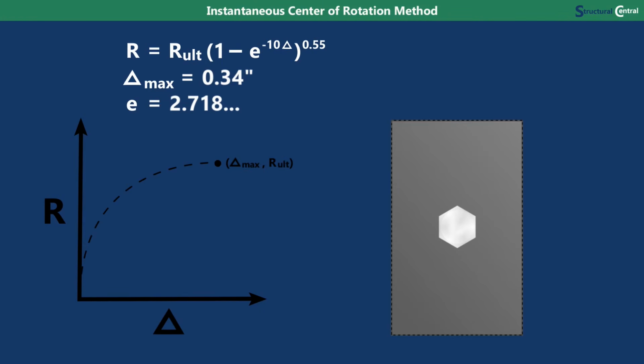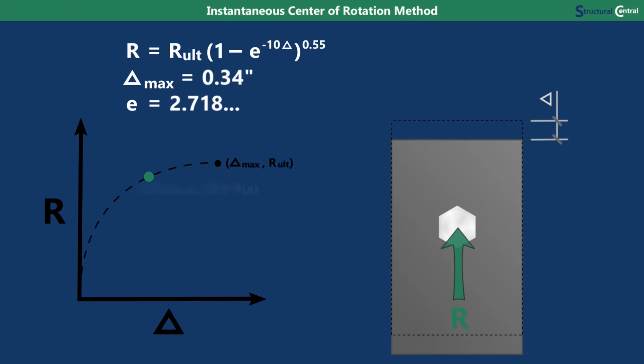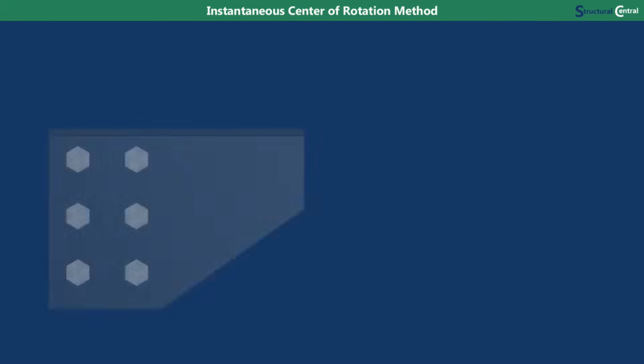The shape of the load deformation curve means that bolts that have small deformations due to their location in the bolt group can still end up with significant reactions. For example, a bolt with a deformation of just 50% of delta max has a reaction that is 90% of its ultimate reaction. Since this method uses nonlinear equations, superposition is not permitted.